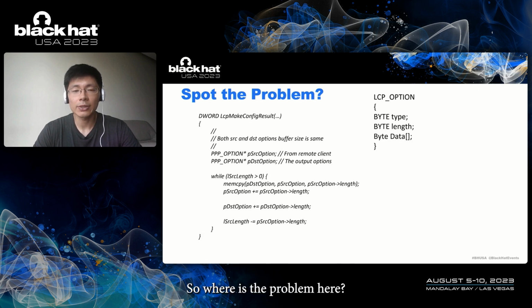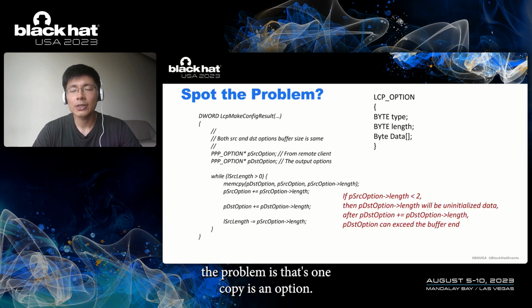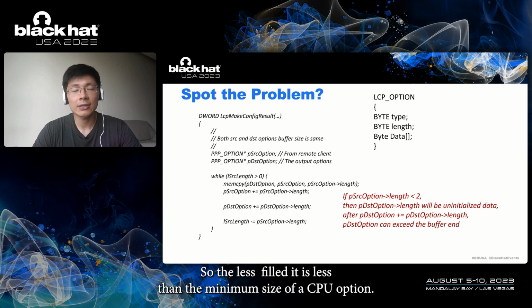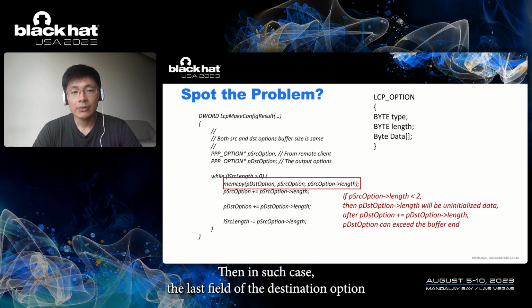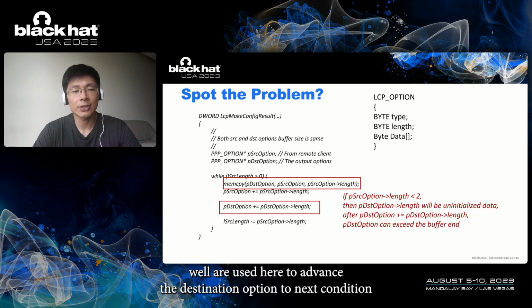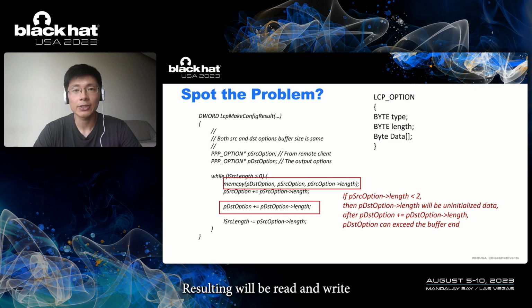So where is the problem here? The problem is that when it copies the option, it does not correctly validate the length field of the option. So if the length field is less than the minimum size of an LCP option, for example, if it is 1, then the memory copy here will only copy 1 byte to the destination option. In such a case, the length field of the destination option will be uninitialized. And this uninitialized length will be used here to advance the destination option to the next position, which can go beyond the end of the destination buffer, resulting in OOB read and write.